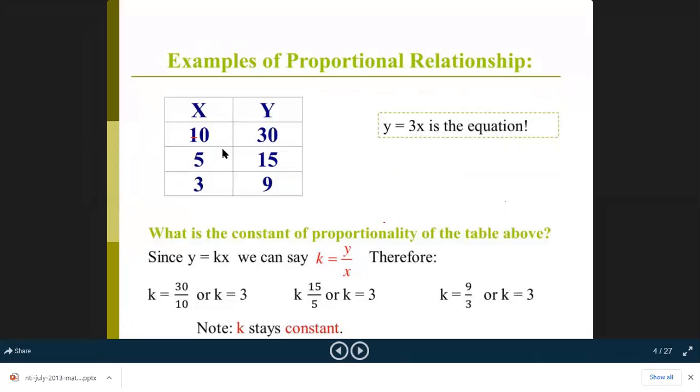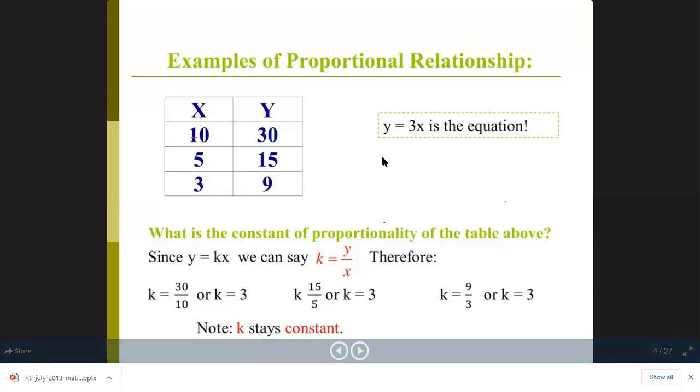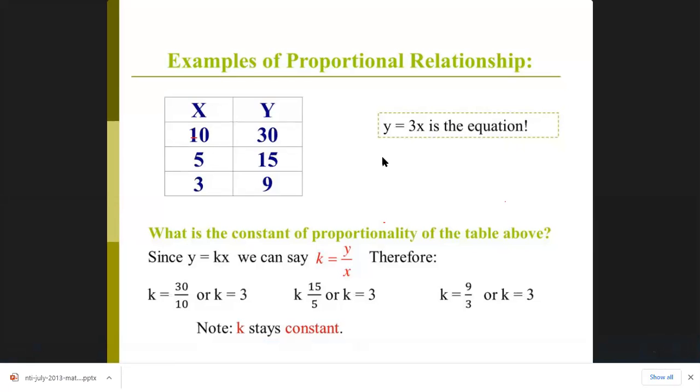Okay, another question. Look at the first variable: 10, 5, 3, they are decreasing. The second variable is 30, 15, 9. What do you notice? Decreasing. Both are increasing or both are decreasing, but we will not accept that one is increasing and the second is decreasing, as that would be inverse variation. Our topic today is direct variation. So in the first step, we proved that both are decreasing together.